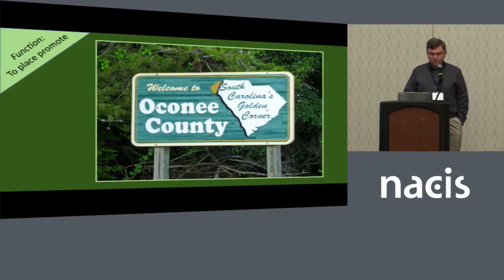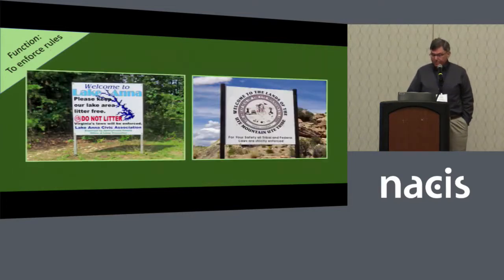To place promote, place promotion. Oconee County, South Carolina. South Carolina's Golden Corner. How better to communicate that than with the map? And by saying golden in the same sentence with the place name, you got some place promoting going on. Well, maps aren't necessary, but sometimes these signs do enforce rules. So here you see, you can't read them, but all sorts of rules that are associated with entering these places. The do not signs, behave yourself signs, that surround some of these welcome signs.